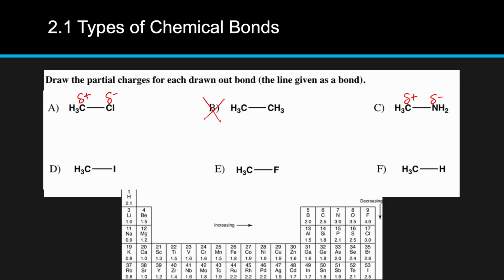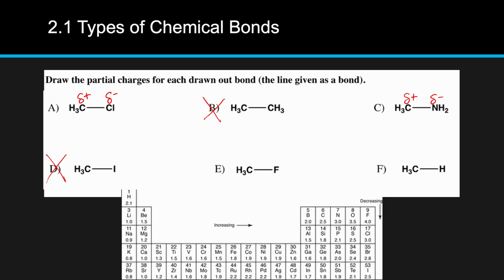Then for D, we have carbon and iodine. Carbon has an electronegativity value of 2.5, and same with iodine. So since they have the same electronegativity values, they will be a nonpolar bond, which means they will not have partial positive or partial negative charges.